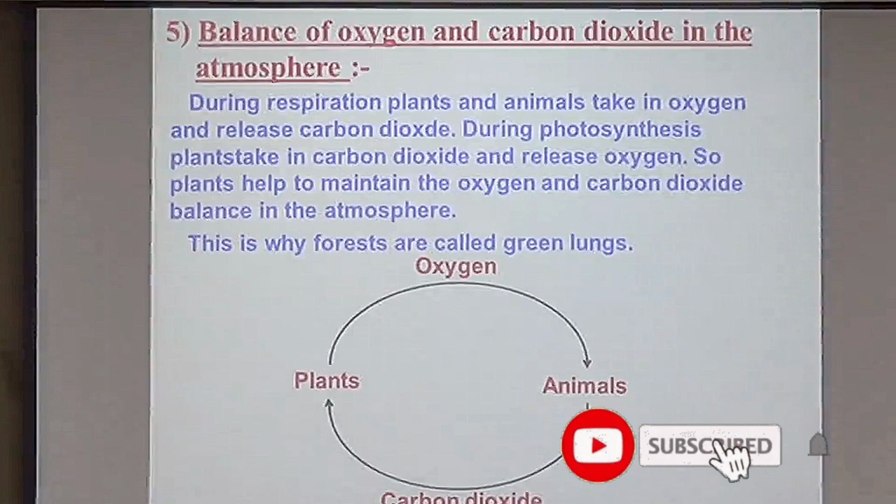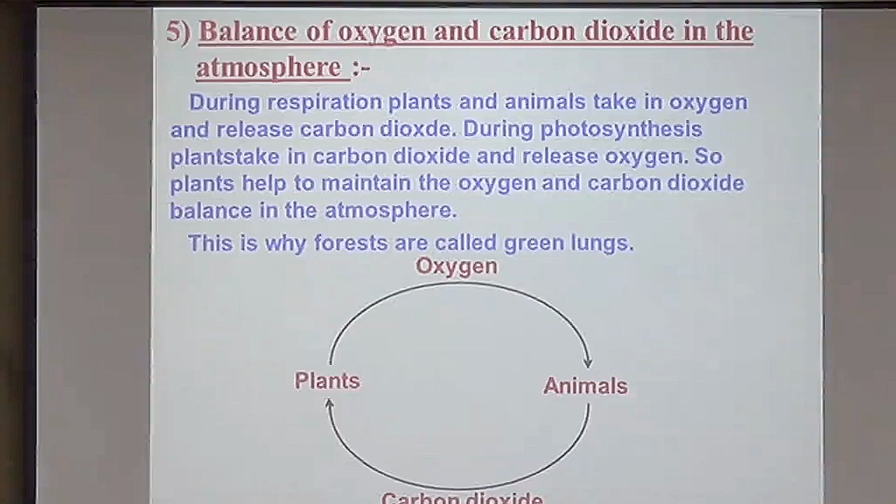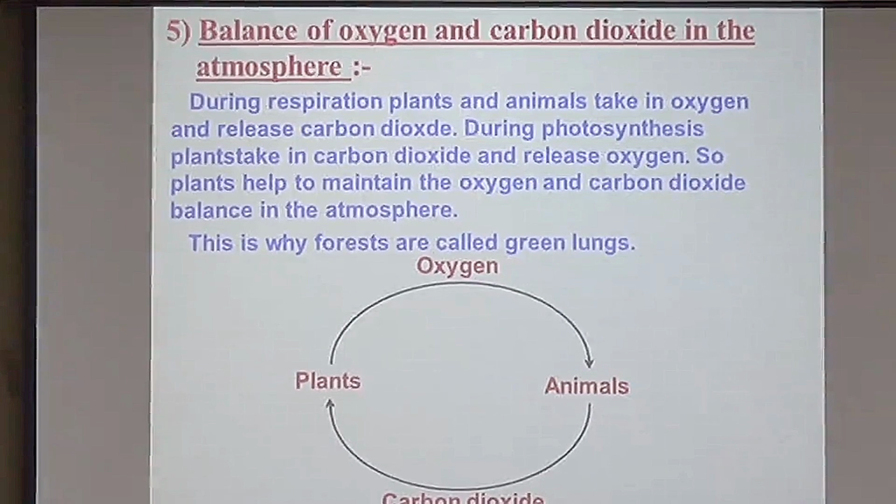During respiration, plants and animals take in oxygen and release carbon dioxide. During photosynthesis, plants take in carbon dioxide and release oxygen. So plants help in maintaining the oxygen and carbon dioxide balance in nature. This is why forest is also known as green lungs. Now we can see the interdependence: plants give out oxygen which animals take, and animals give out carbon dioxide which plants take.